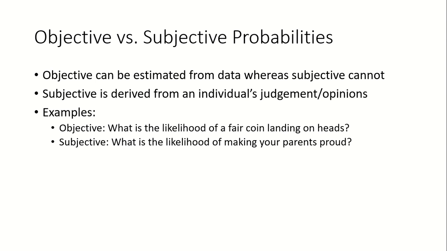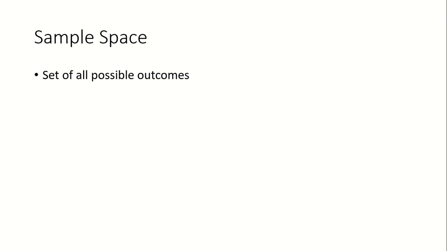Objective versus subjective probabilities. I have this written out completely on the slide. It just depends whether you can estimate it from data or not, and I have some examples. For the subjective example, what is the likelihood of making your parents proud? You really can't predict that from data. So it's subjective. It depends on your judgments and opinions.